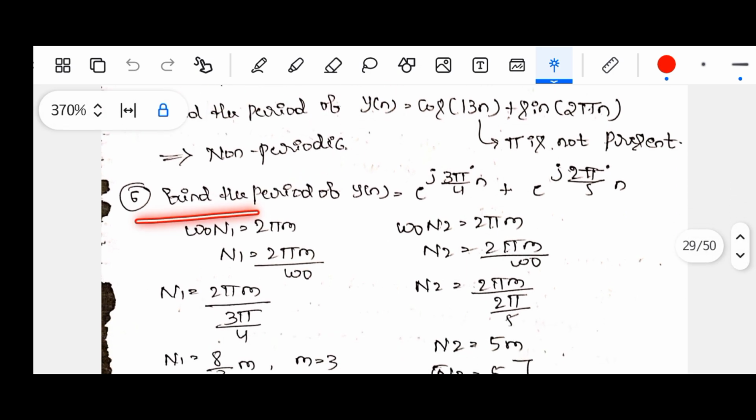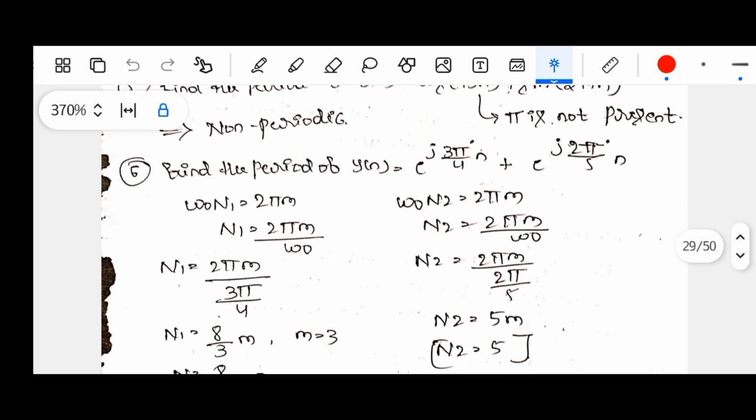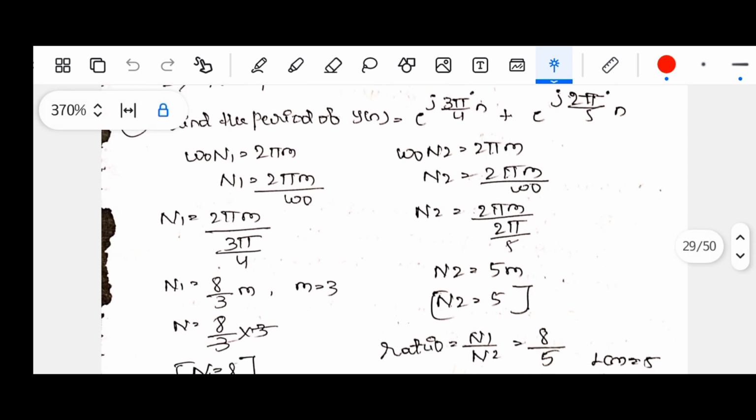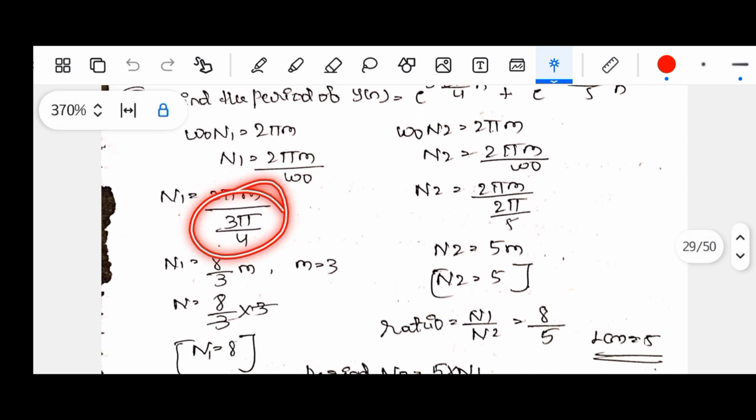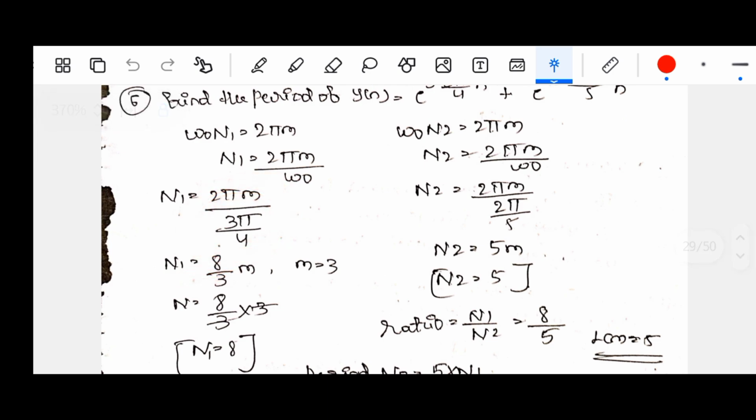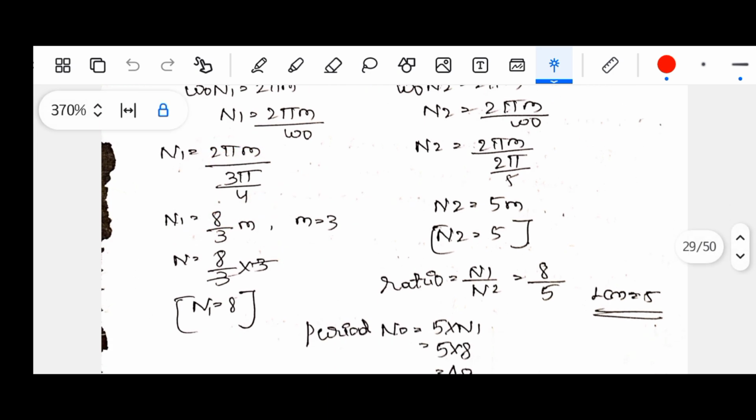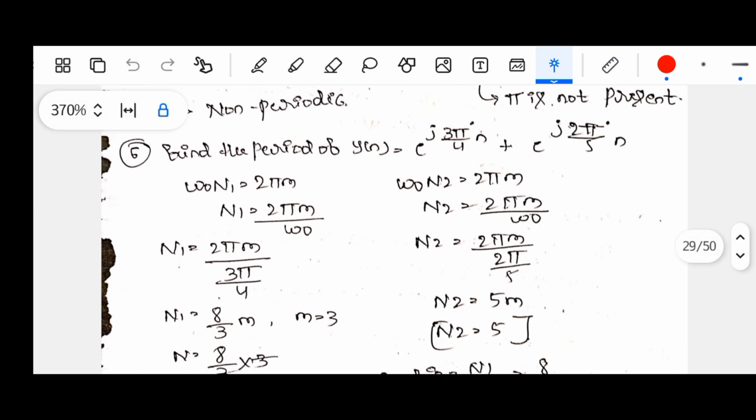Next, find the period of y of n is equal to e to the power of j 3 pi by 4 into n plus e to the power of j into 2 pi by 5 into n. Let's find out the omega naught. Omega naught N is equal to 2 pi m. N1 is equal to 2 pi m divided by omega naught. N1 is equal to 2 pi m divided by 3 pi by 4. So solve this, you will get 8 pi m divided by 3 pi, where m is equal to 3. So substitute m as 3. The 3 gets cancelled. N1 will be 8.